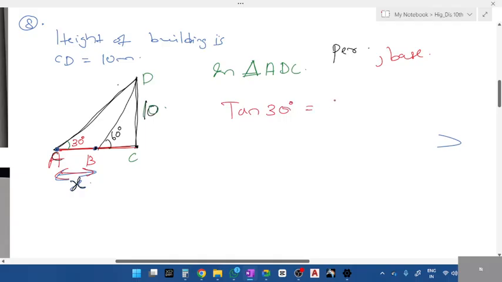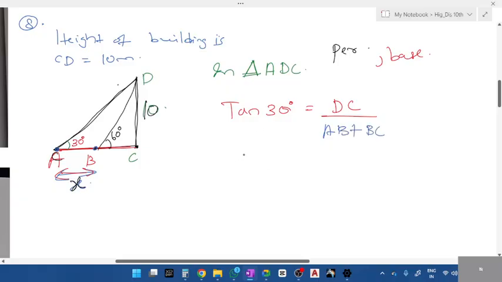is equal to DC by, larger triangle. Take the larger triangle. DC by what? What's the base? AC. AC is made up of how many parts? Yes. You have to split it. How can I write? This is how you have to write. AB plus BC. Very good.